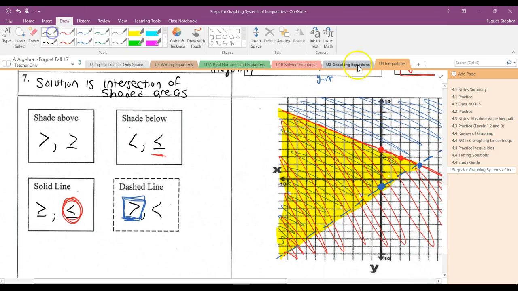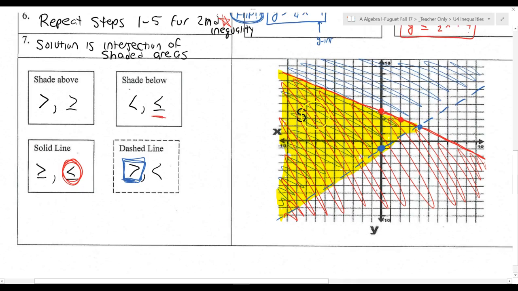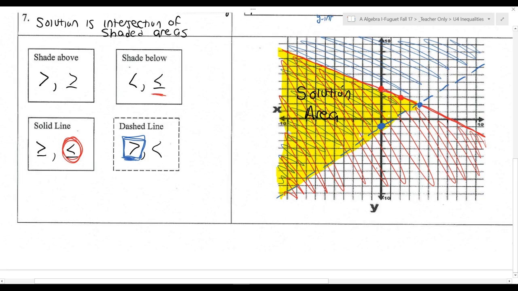Now, as a wrap up for this, I'm going to highlight the solution area so that I know that is where all my solutions are. I would like you to take a minute right now, right below this graphic organizer, in the blank space below here, and write out 5 possible solutions that are in this yellow area. Go ahead and pause this video, look over the solution area I have here, and write those down.